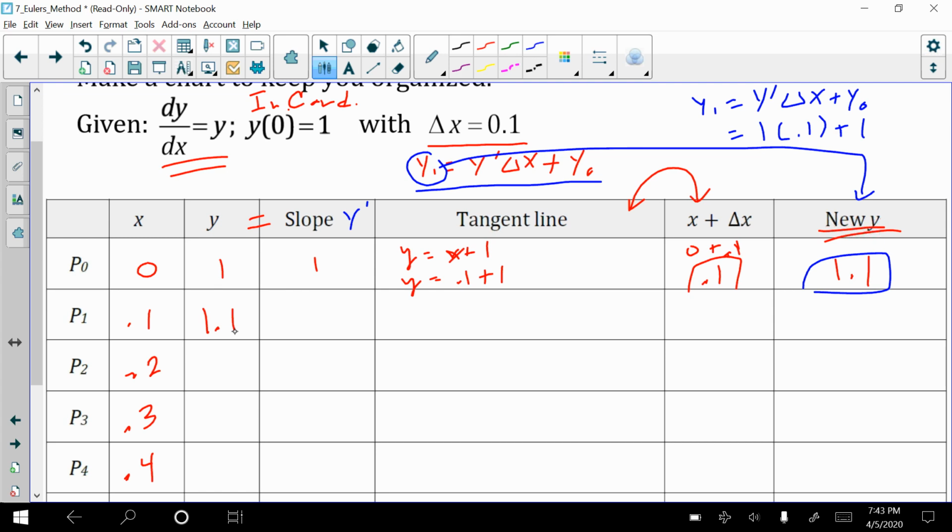What's y going to be? When our input is this, what's our output going to be? Now, again, in this particular example, the slope, the y prime and y are going to be the same thing. So I get a 1.1 there.